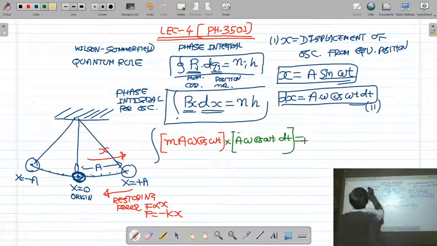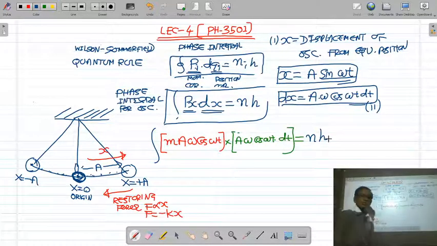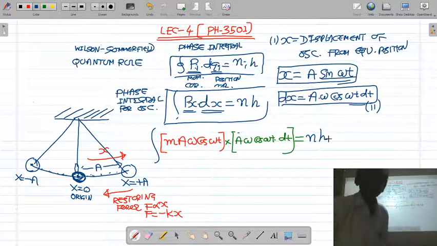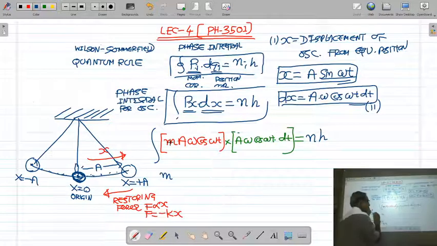And this is equal to nh, because according to the Wilson-Sommerfeld quantum rule, the value of the phase integral must be an integral multiple of Planck constant h. Now from this equation, n can be taken outside the integral.